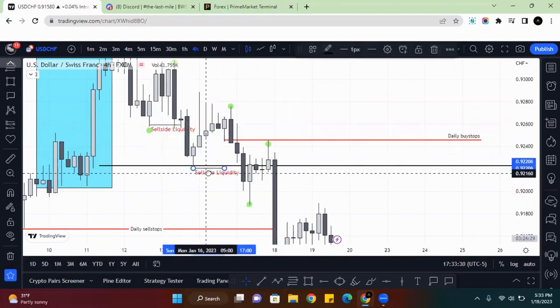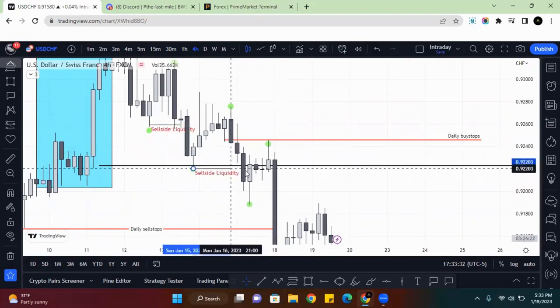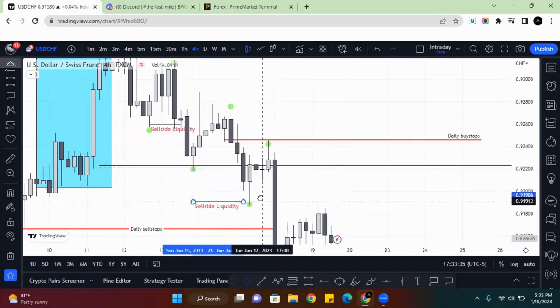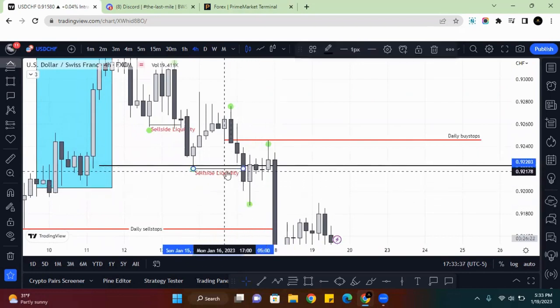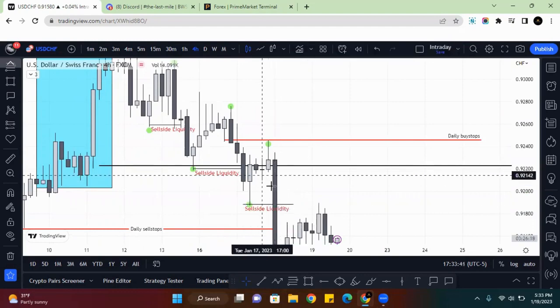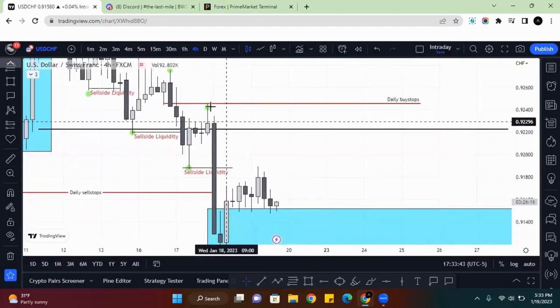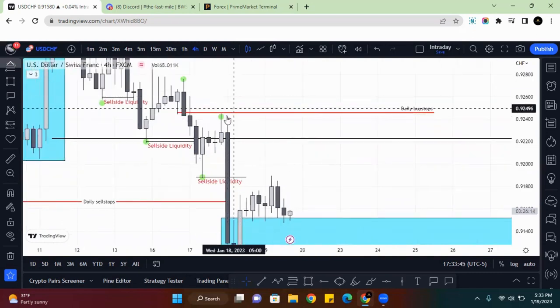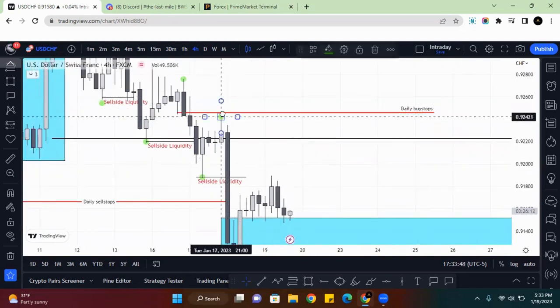So you can see that every time they took sell side, they only came for swing lows. They only came for swing lows every time. When they come up for buy side, they only come up for swing highs. So the next available buy side take is going to be this immediate swing high right here.